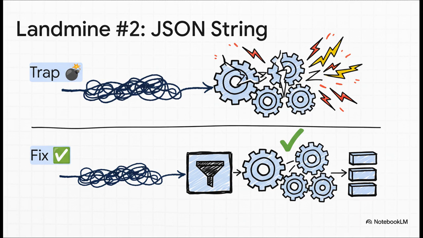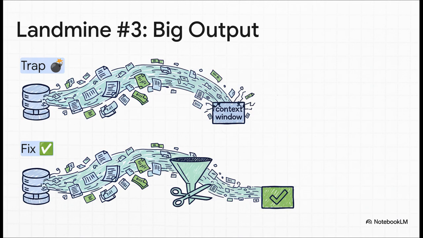Okay, landmine number 2. This one is sneaky, and it trips up so many people. The arguments the model sends for your tool, they usually arrive as a JSON string of text, not as a data object your code can immediately use. If your code forgets to do that one simple parsing step, it's just going to crash. So remember, parse that string before you use it. All right, our third landmine is information overload. Imagine your tool goes out and fetches a massive report, thousands of lines of text. If you just dump all of that back to the model, you're going to blow right past its context window and get an error. The fix is easy, though.